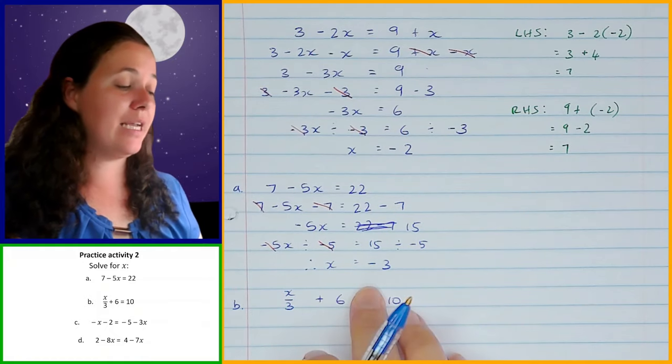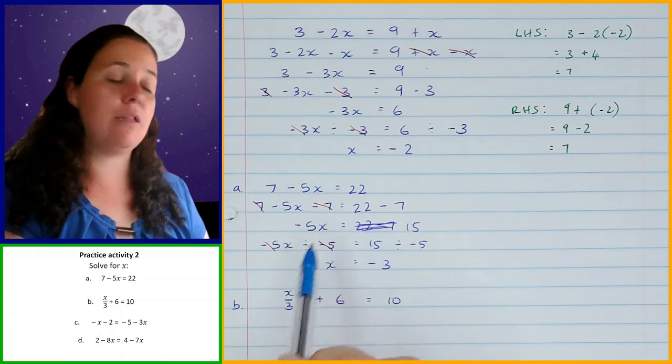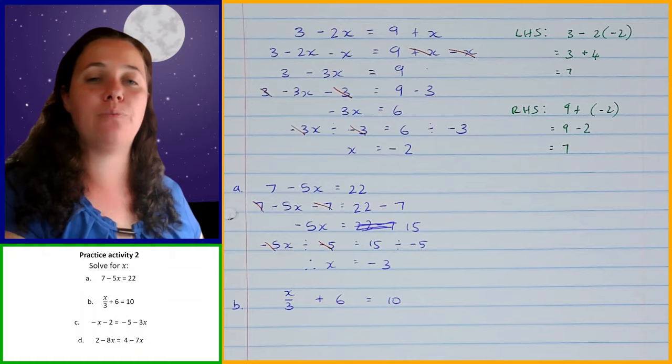Okay, now you can check it, and you should find that when you simplify it, the left-hand side and the right-hand side are both equal to 22. Okay, so now let's have a look at question B.